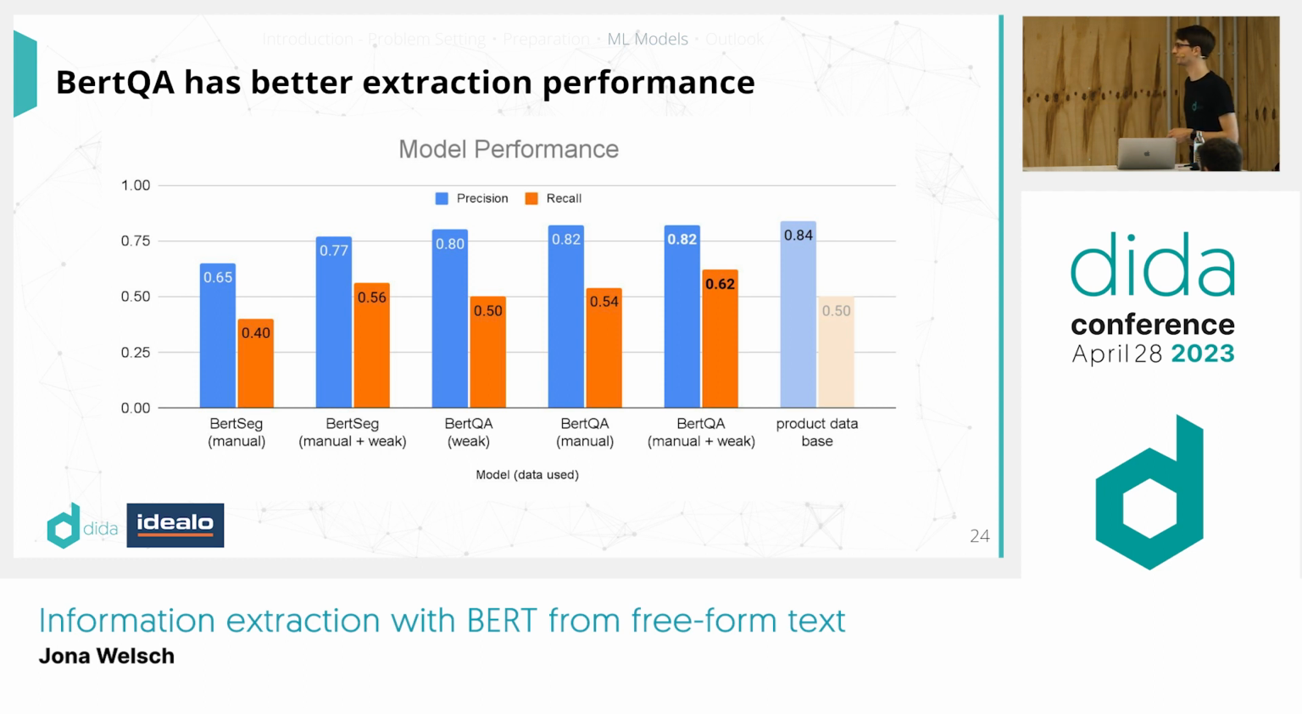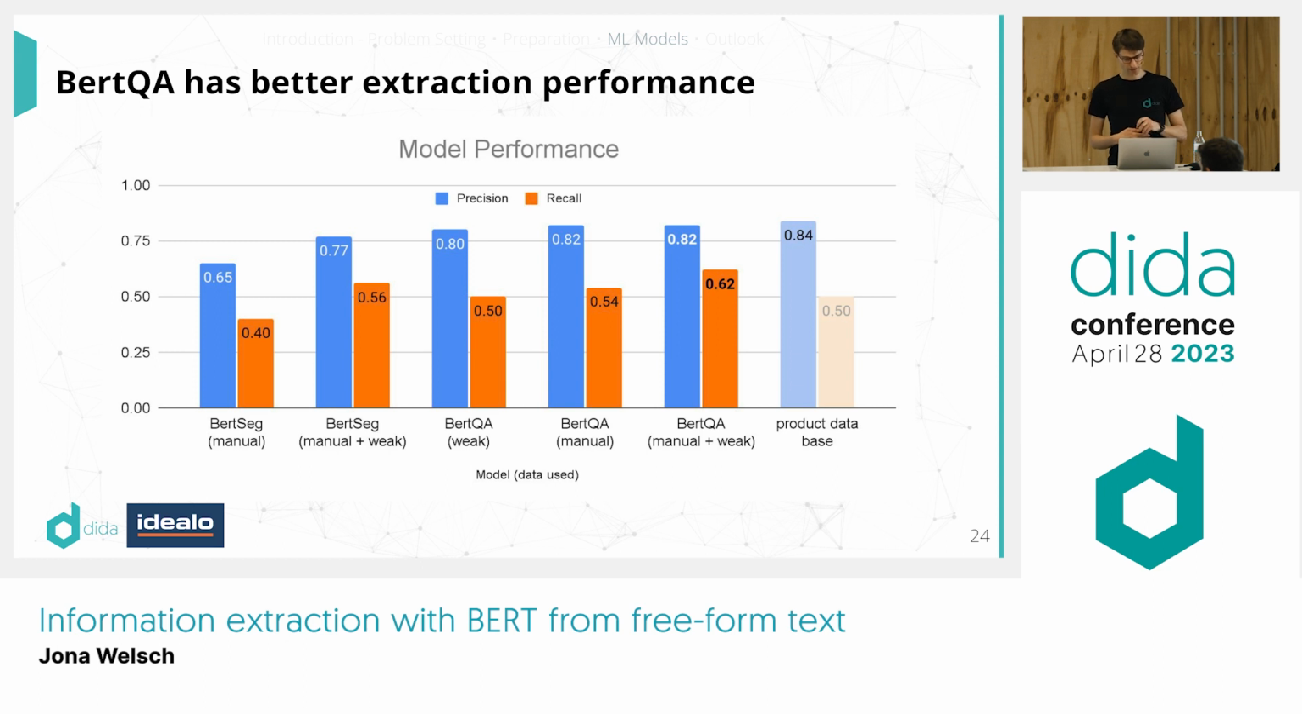One other thing I would like to point your attention to is this column here, BertQA, and this is only using the weak labels. We didn't actually use any of the manual labels, and we already have a matching performance in recall compared to the manually curated product catalog, which is also pretty nice.